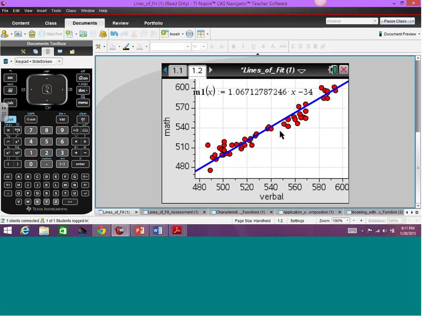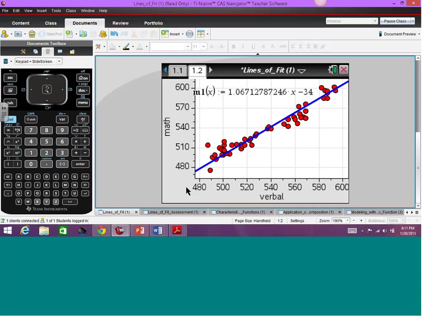So looking at this is all fine and good, but when we start talking about the context of the problem, it becomes even richer. Notice the labels that are on the axes, math and verbal. The data that we're looking at is a correlation of the SAT scores that the states put out for this given year.